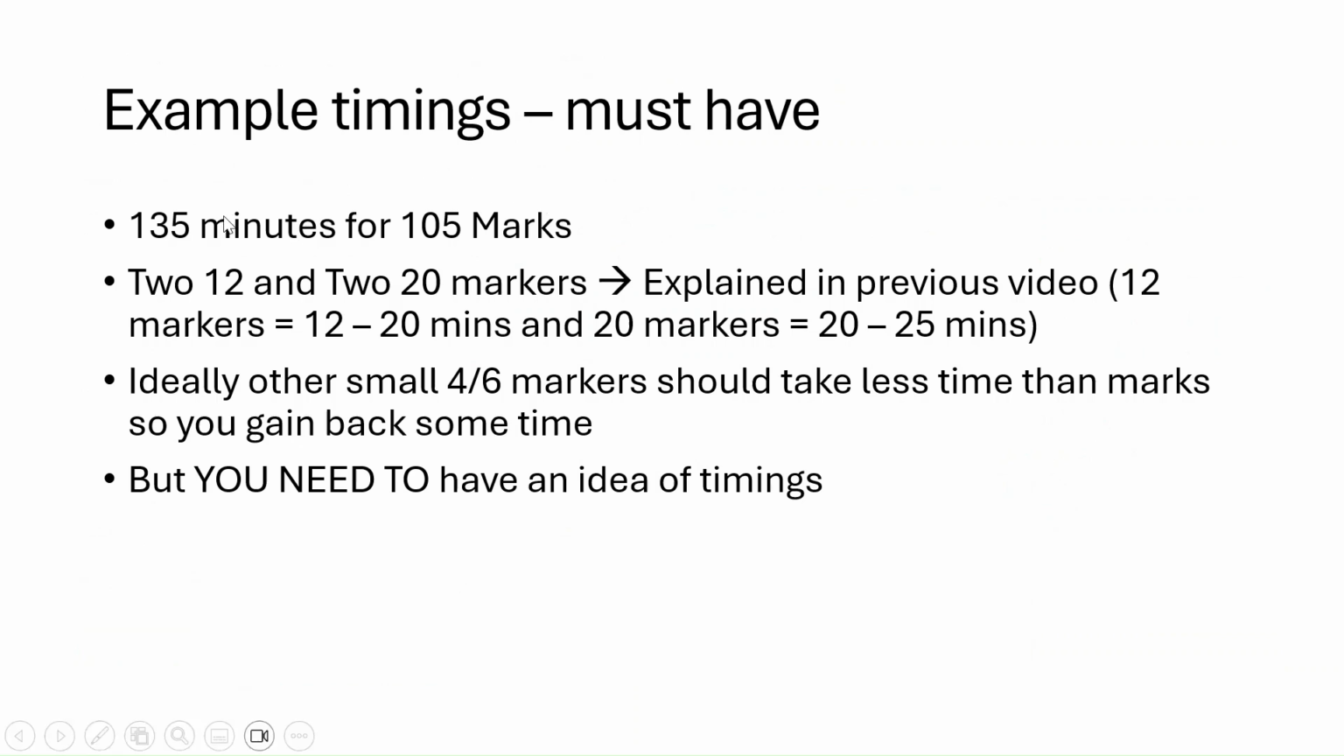So if I am correct, and this should be correct, it's around 135 minutes for 105 marks. You just need to make a mental note of how long you're going to take for a 12 marker and how long for a 20 marker. As explained in my previous videos on the 12 and 20 markers, we should typically take between 12 and 20 minutes for the 12 markers and 20 to 25 minutes for the 20 markers. Ideally, the 4 to 6 markers should take less than a mark a minute, so around 4 or 5 minutes, and so you can gain some time back to do the big questions.